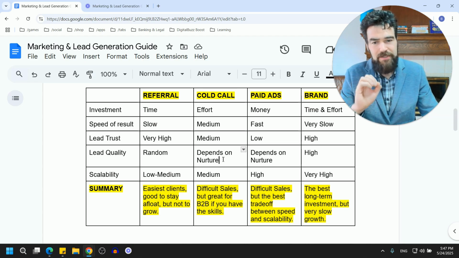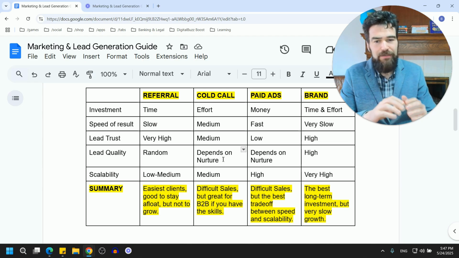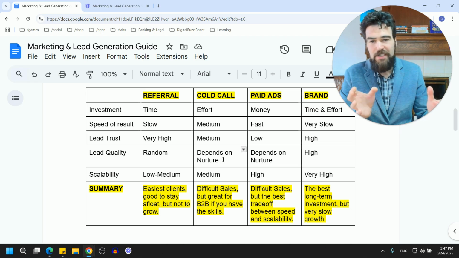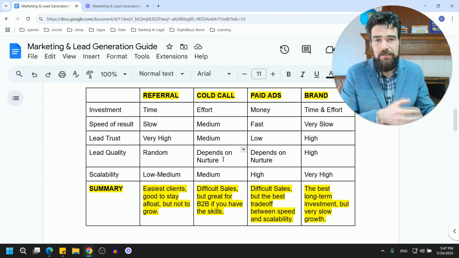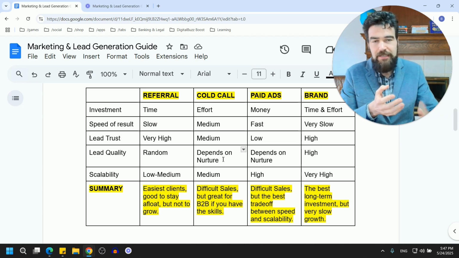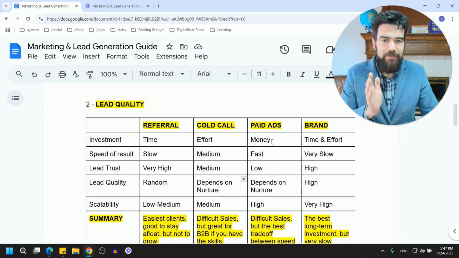So to summarize cold outreach, the sales on this is very difficult, but especially for B2B, this is a great strategy if you have the skills. And also if you want to get started, it's a great strategy because it can get reasonably fast results and reasonably good clients, and you don't need to pay any money, you just need the skill and the effort to do it, right? Next strategy is paid ads.